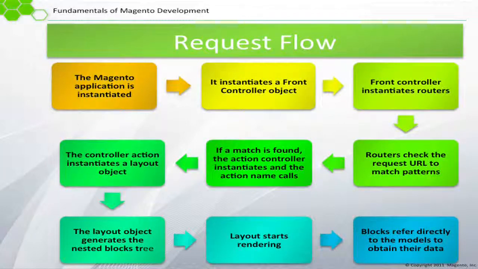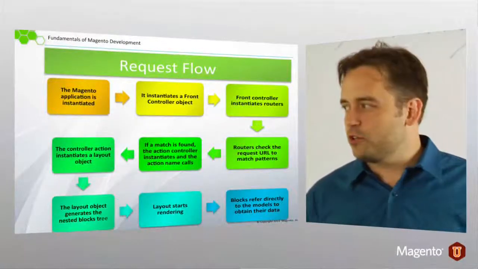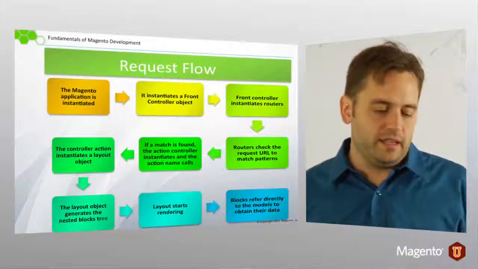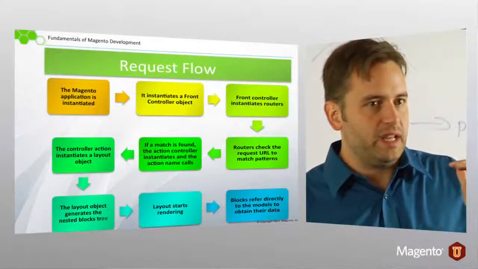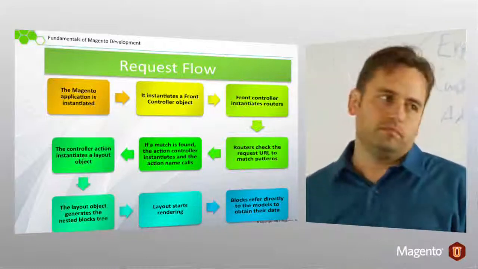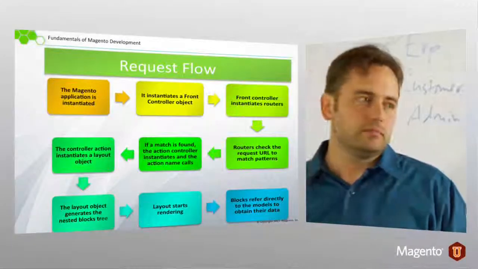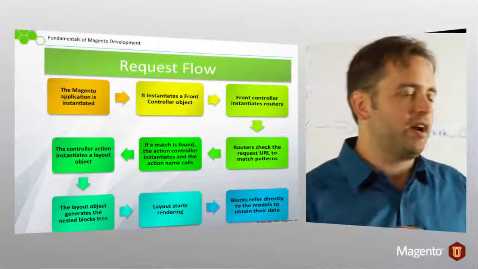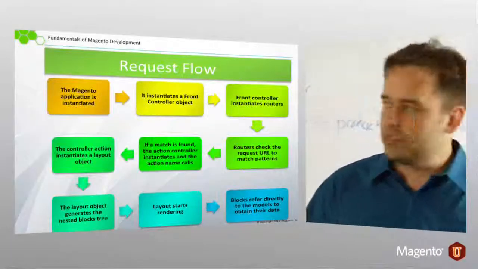The layout object is what knows about the layout XML in the system. If we specify in our controller, we will generate all of the blocks that we need based on layout configuration, and then we render them. Okay, that's an overview. We'll be getting our hands on this, I believe, starting with the end of this lesson.